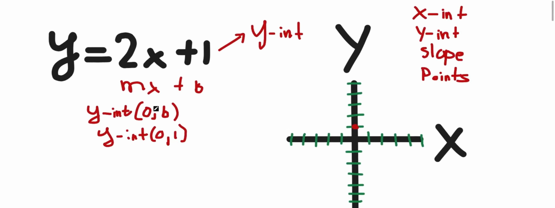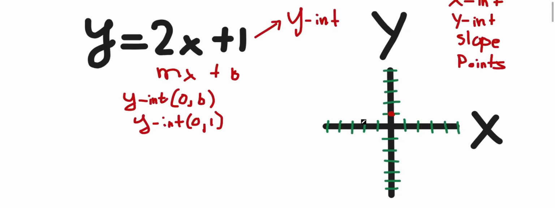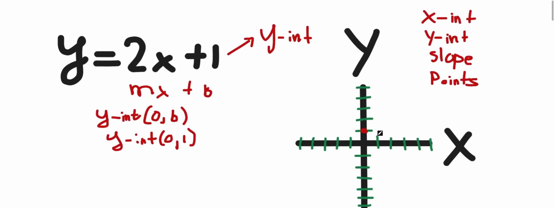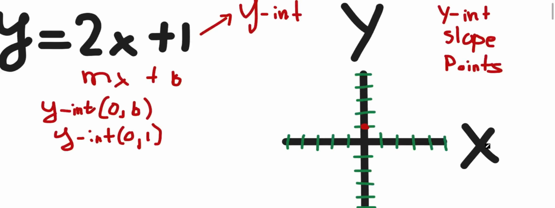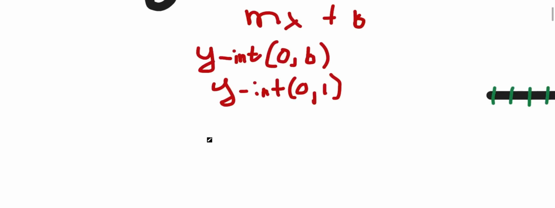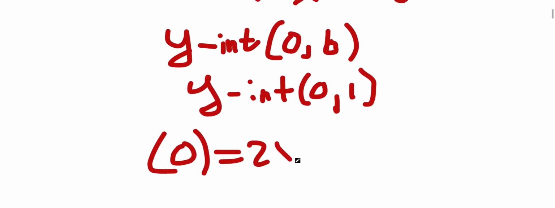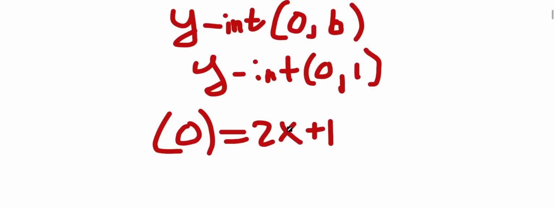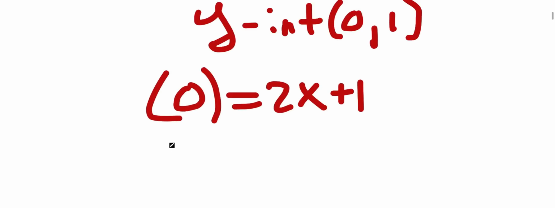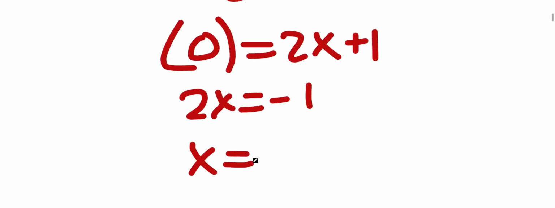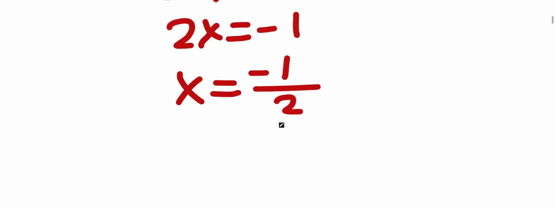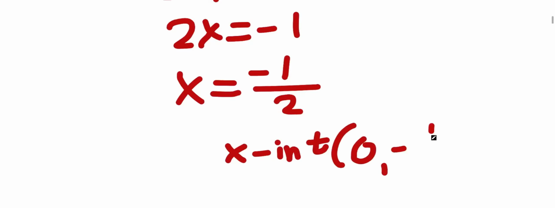We could then find the x-intercept, and we could do this by setting y to 0, because the graph intercepts the x-axis when y is equal to 0. So 0 is equal to 2x plus 1. And then in order to find x, we just isolate it. 2x is equal to -1, and x is equal to -1/2. So our second point is -1/2 and 0.